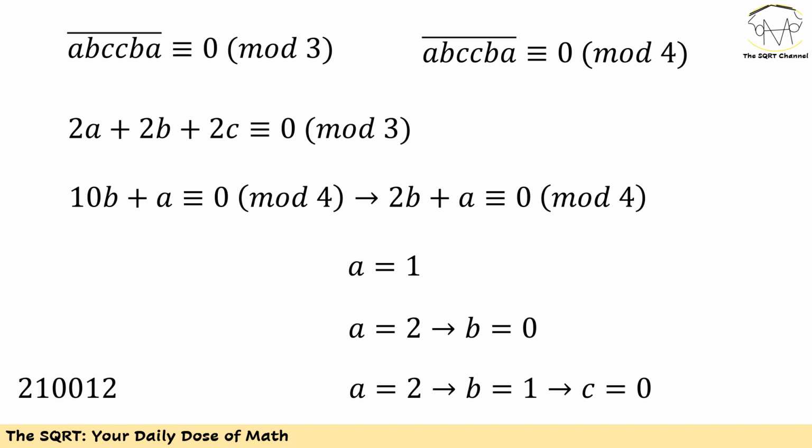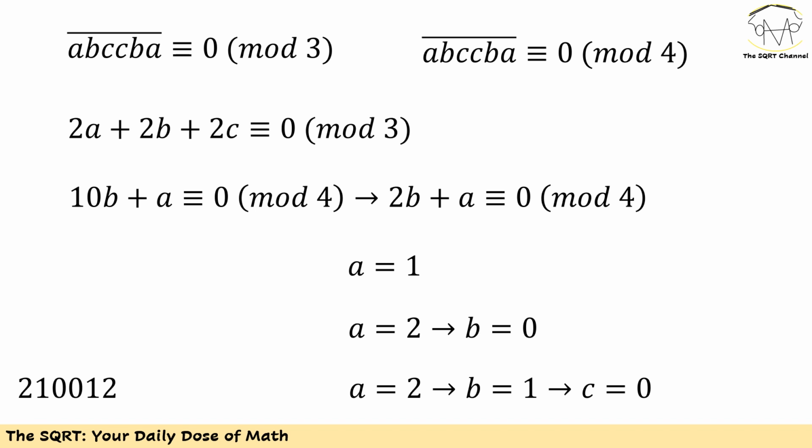Obviously, I'm interested in the smallest 6-digit number. So I'm interested in starting with b equals 0. If I do b equals 0, then 2b is going to be 0, and then 2b plus a is going to be just 2, which is not divisible by 4. So I need to increase b to 1. b equals 1, a equals 2. I can verify that 2b plus a is basically divisible by 4.